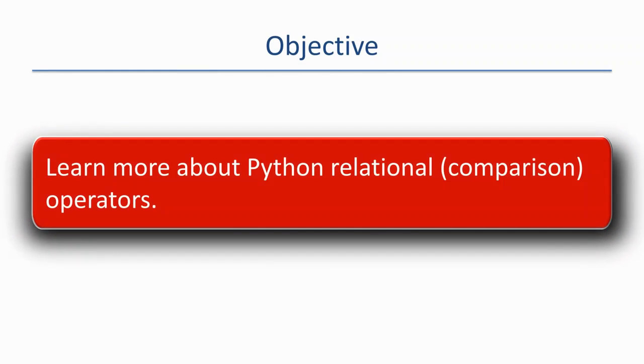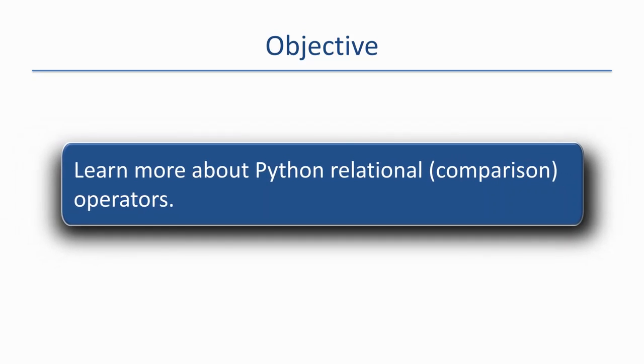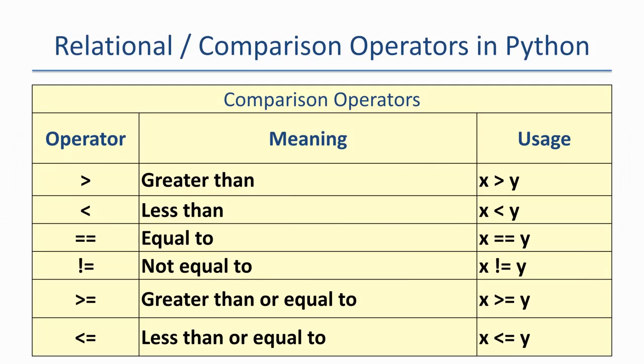The objective of this lesson is to learn more about Python relational operators, which are also sometimes called comparison operators. These operators are those which compare two operands to each other. For example, you can say if something is greater than something else, or less than, or equal to, or not equal to, or greater than or equal to, or less than or equal to. So let me jump to some examples again.